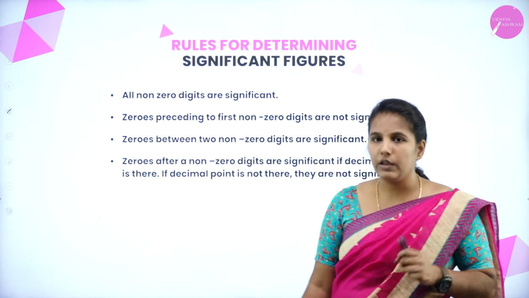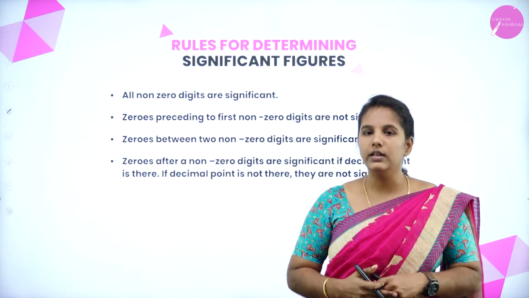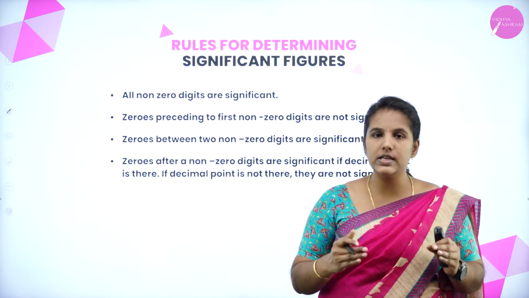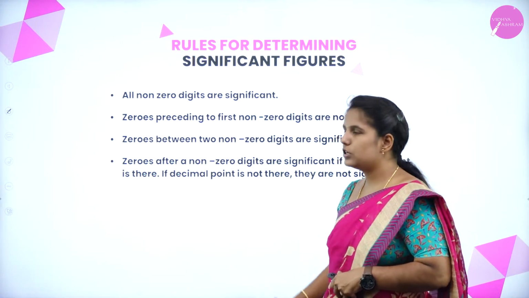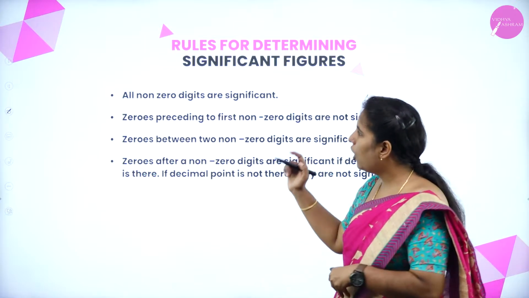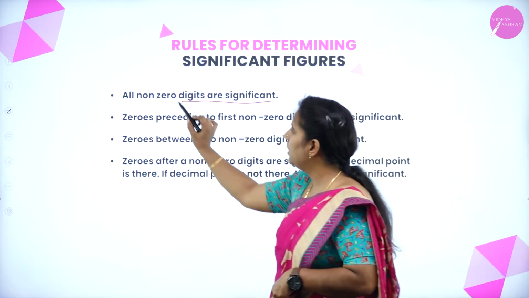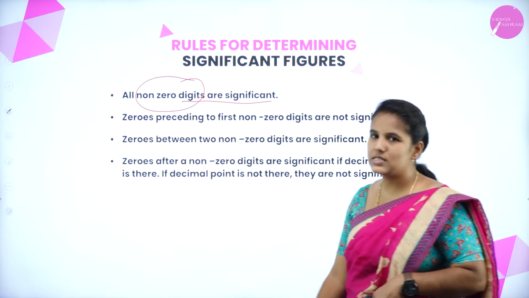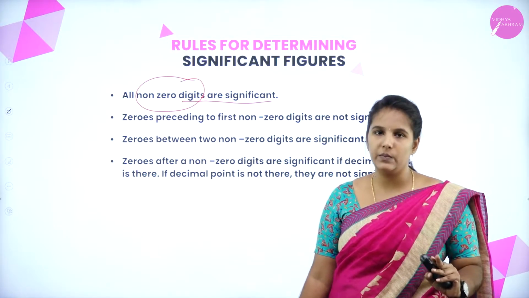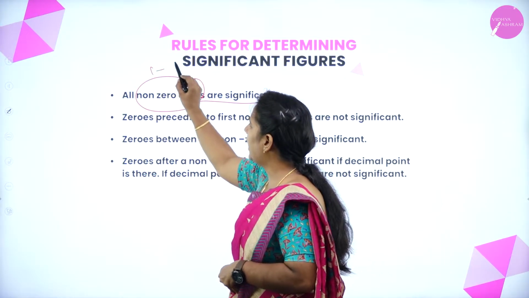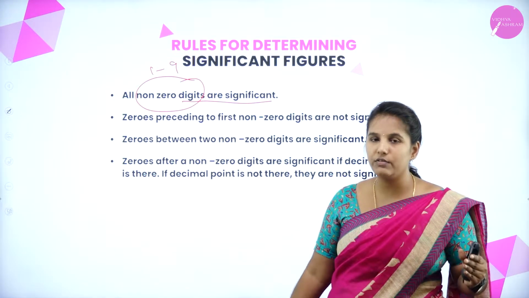Okay? So, if you want to find out the significant figures present in the numbers, we have to follow certain rules. So, which are the rules? The first rule says that all non-zero digits are significant. All non-zero digits are significant. Non-zero digits means from 1 to 9. Okay, whichever numbers from 1 to 9 are there, they are known as significant figures.